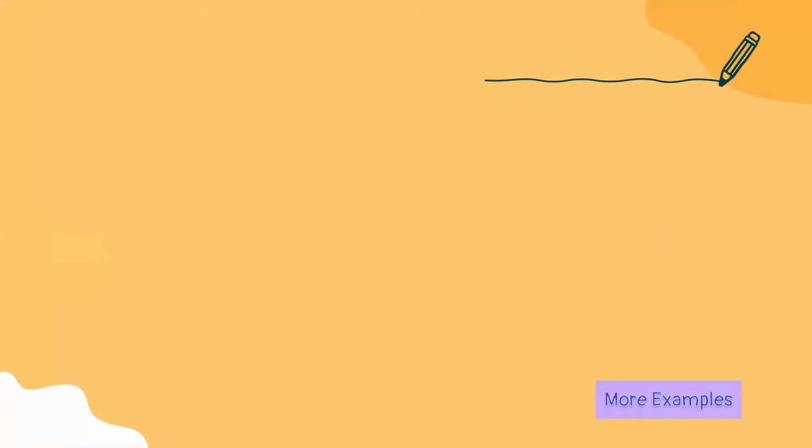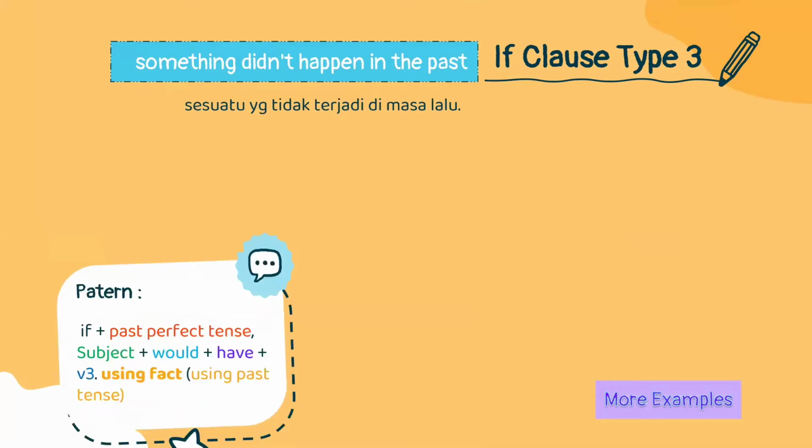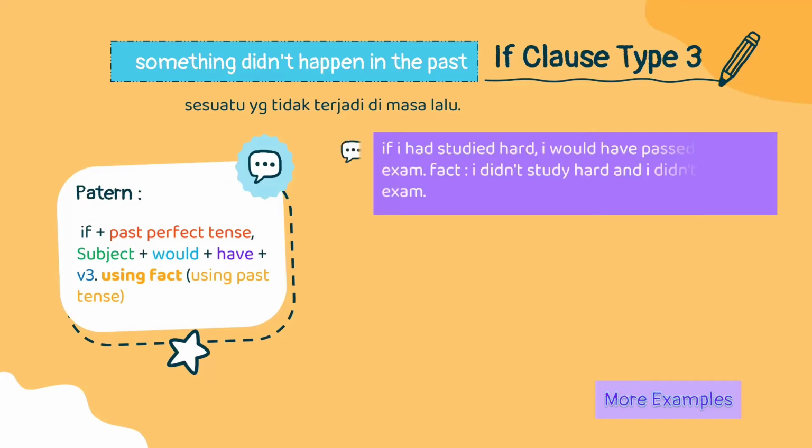Okay, next. If clause type 3. Something didn't happen in the past. Sesuatu yang tidak terjadi di masa lalu. With the pattern, if plus past perfect tense, subject plus would plus have plus verb 3, and using fact. The fact uses past tense. For example, if I had studied hard, I would have passed the exam. Fact, I didn't study hard, and I didn't pass the exam.